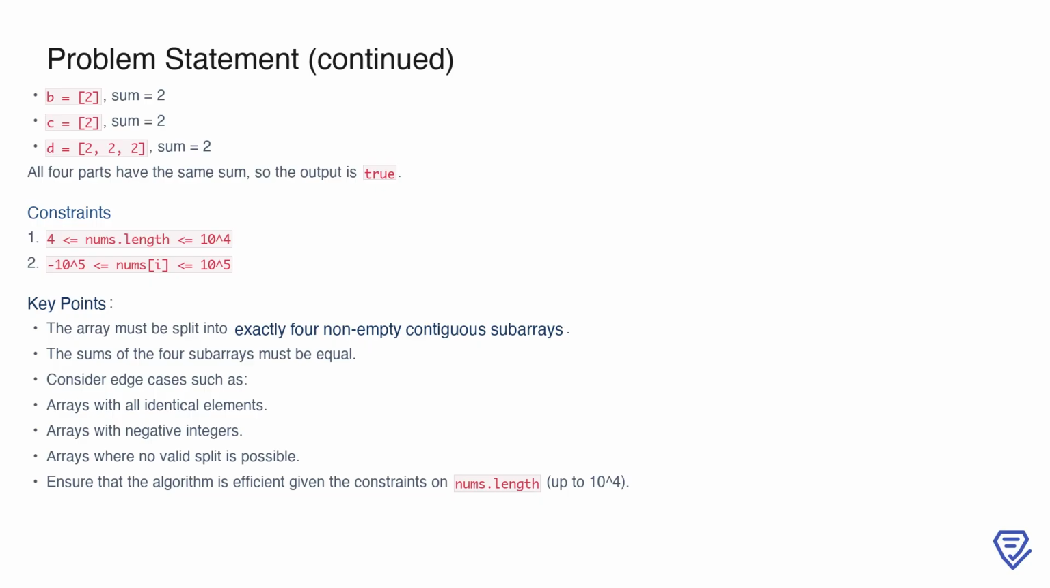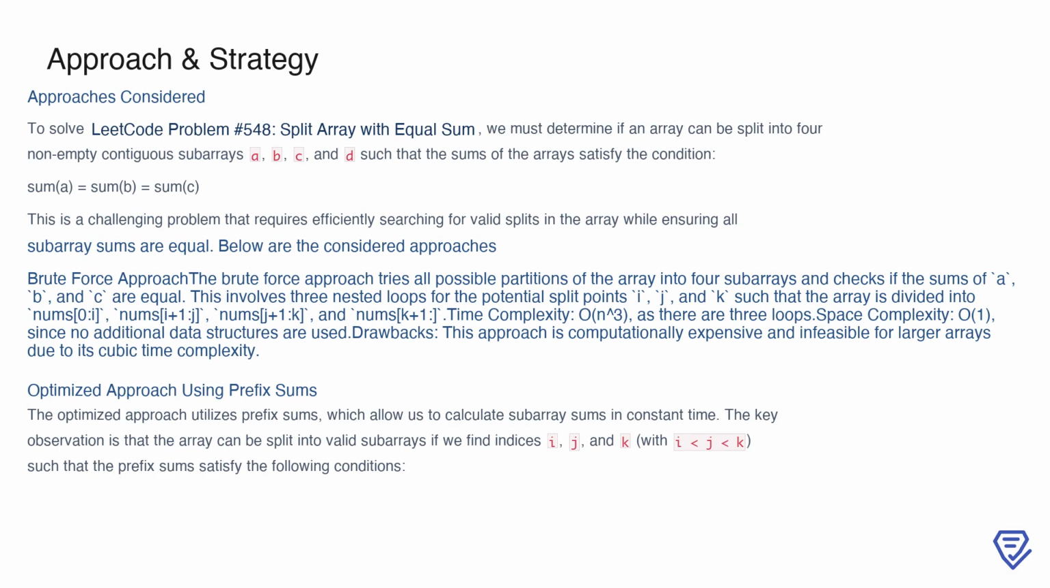To solve this problem efficiently, we need to account for constraints such as the array length, which can go up to 10,000, and the range of possible values for the elements, which can include both large positive and negative integers. Additionally, edge cases like arrays with identical elements or arrays where no valid split exists are important to consider when designing the solution.